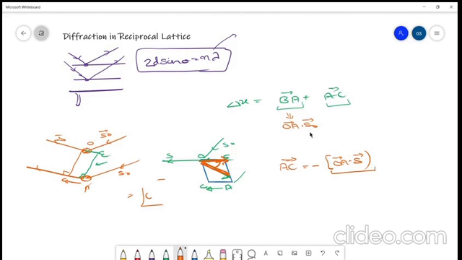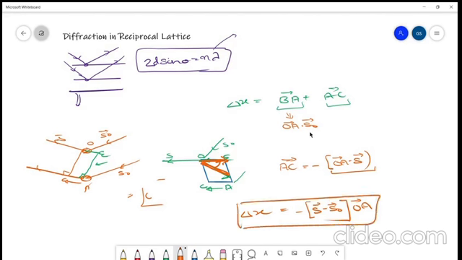So the net path difference will be BA vector plus AC vector. So this can be written as, I'll just take the OA vector common, keep it outside, and I will write it as S minus S naught. This is nothing but BA vector plus AC vector, and BA is OA dot S naught, AC is OA dot S but with a minus sign. So joining these we get S minus S naught times the OA vector. Now I'll rub everything here.